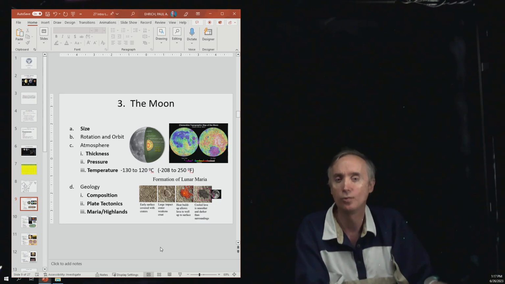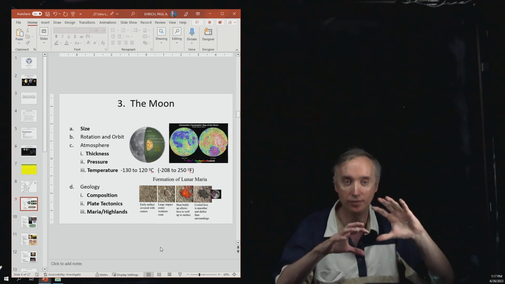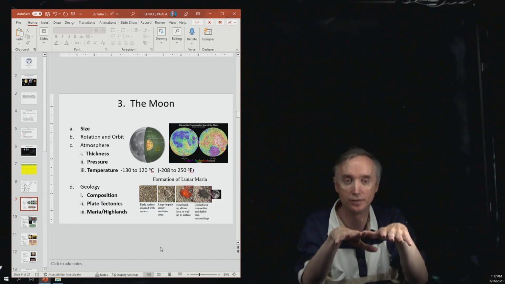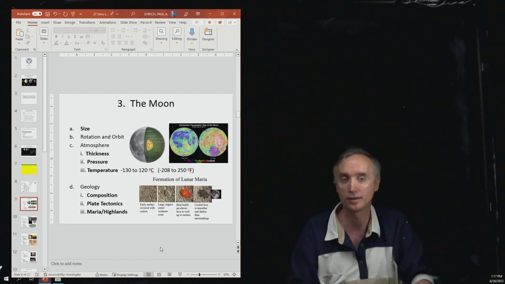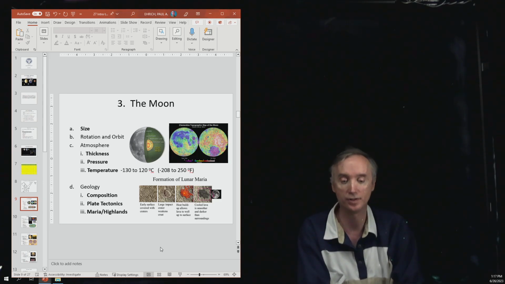Okay, so what about plate tectonics? You should be able to tell me. It's a very small object. It cooled off rapidly, and so it doesn't really have plate tectonics. It does have moonquakes. So occasionally things shift around on the inside of the moon, and so it does have quakes, but it's not going to have plates that are moving, bumping into each other, and things like that. All right, so that's kind of a summary of what the moon is like.